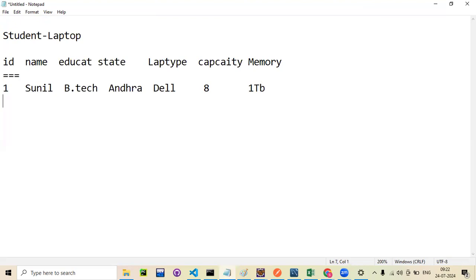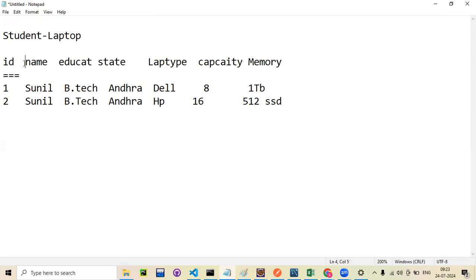Let us assume the same student is using an HP laptop as well, with 512 SSD. So let us assume. Is that fine, Sumant?